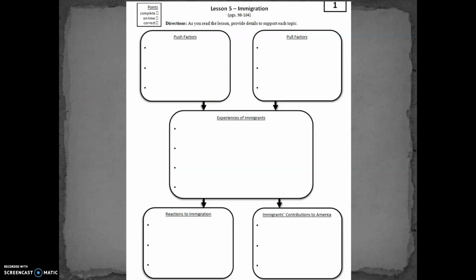Take a look at the graphic organizer for this lesson. It's relatively straightforward. Just apply the asked for information into the boxes here. Push factors, pull factors, give me 3 of each. Give me 4 examples of experiences of immigrants. And then at the bottom, what are 3 ways that Americans reacted to immigrants? And what are 3 ways that immigrants contributed to the United States? I filled one in for you here in the experiences of immigrants by noting that many immigrants were often poor and came to the United States with whatever they could carry.